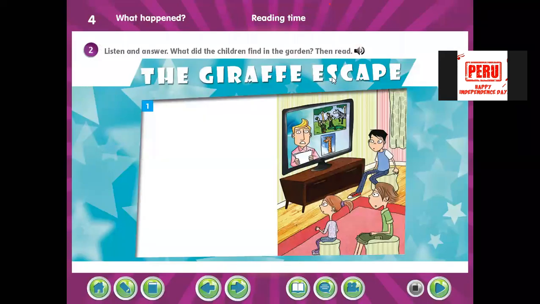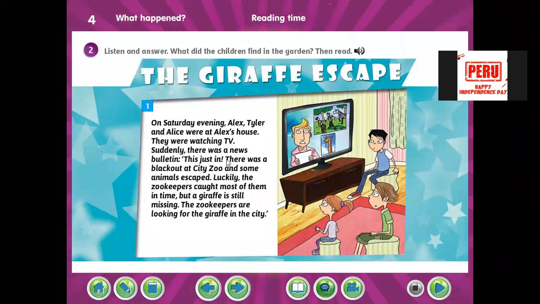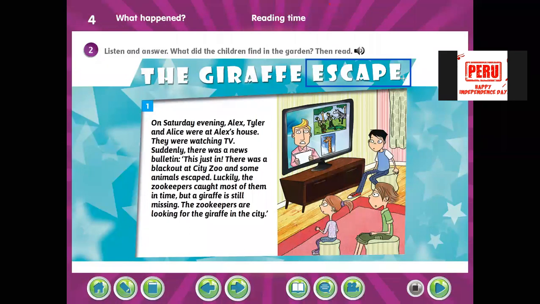Okay, let's watch the story one more time, please. But this time, identify the vocabulary. Escape, for example. Listen, you read the story in your book, and you circle the vocabulary, okay?